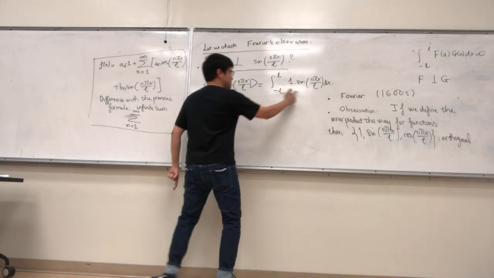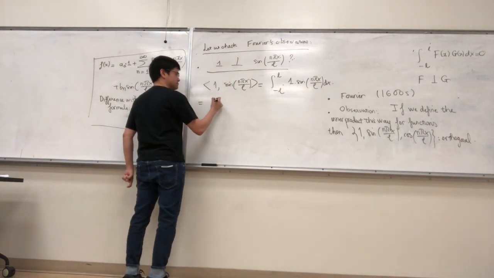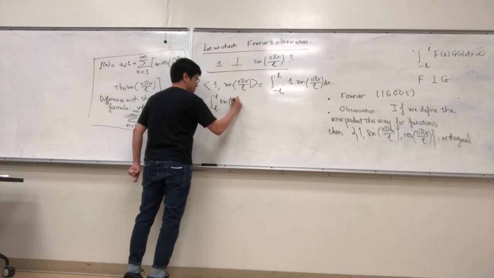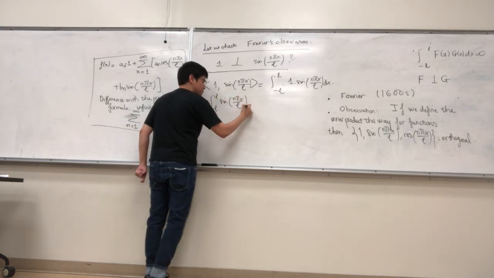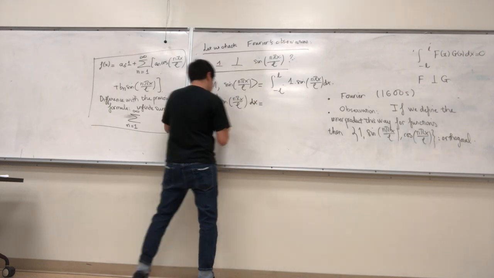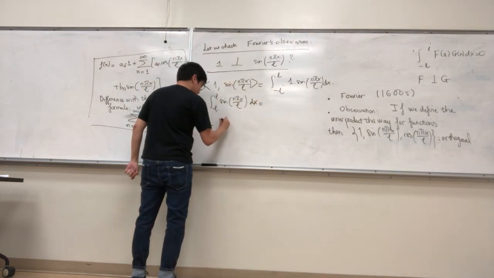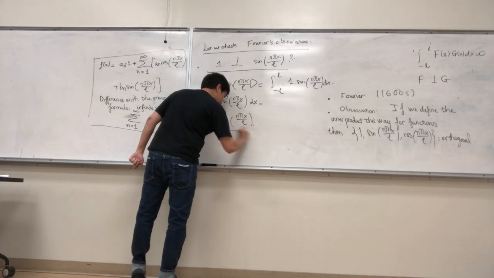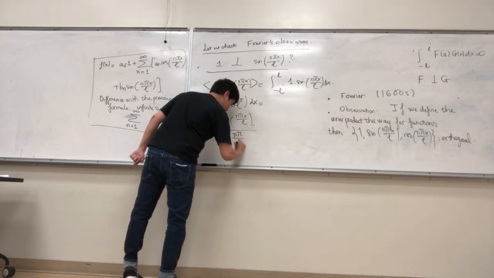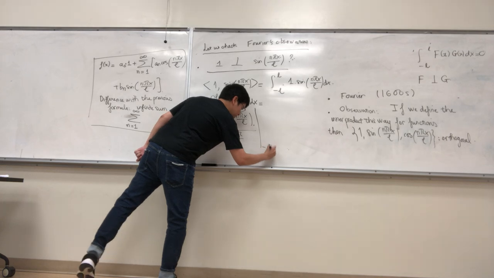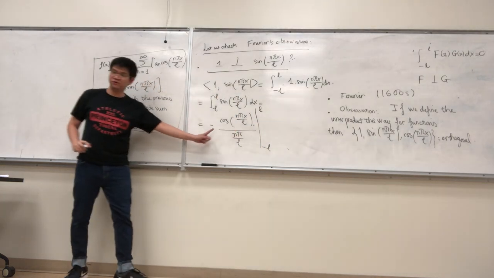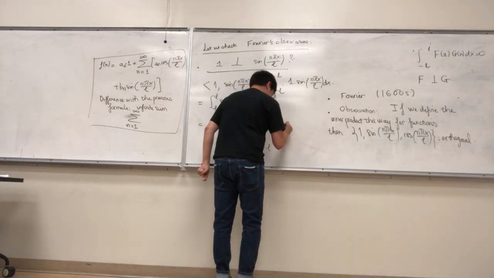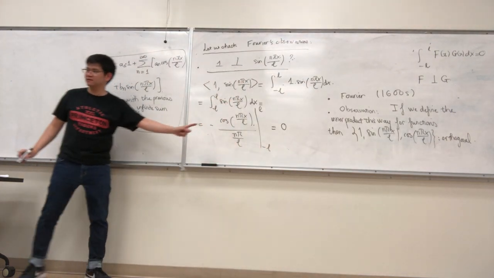Now, this is going to be the integral from minus L to L of sine of n pi x over L dx. This gives me minus cosine of n pi x over L, divided by n pi over L. You take the difference between minus L and L, but this is periodic, so this is going to be zero. So he's right.